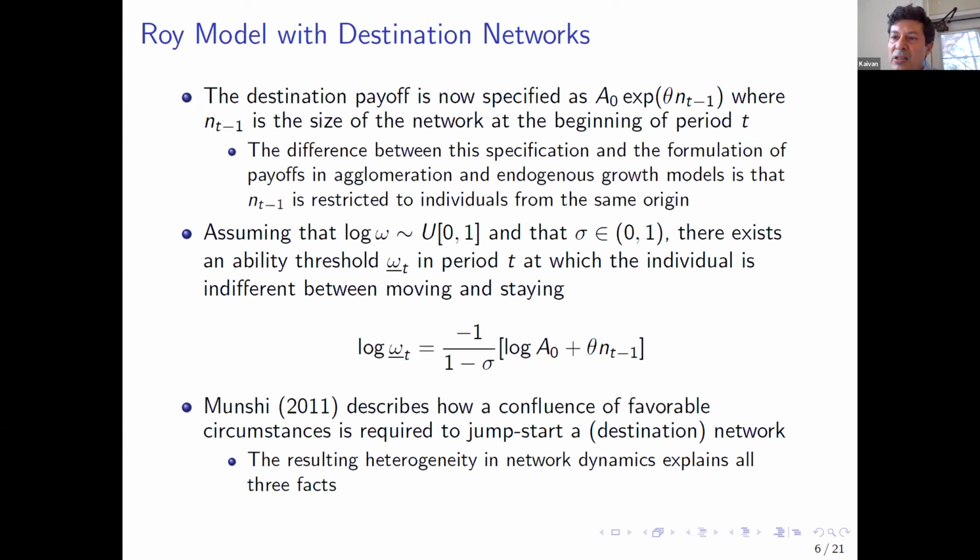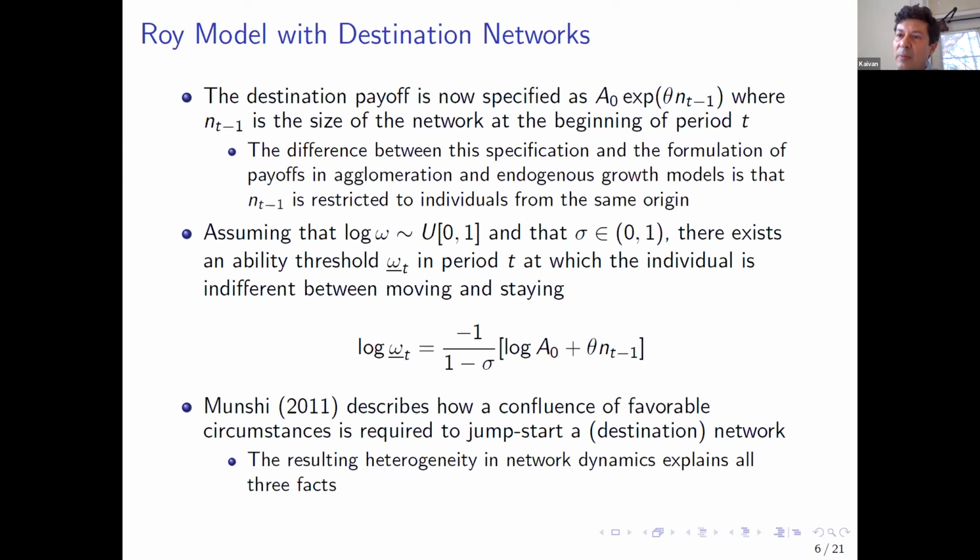And so what's happening here is that over time, as you have more and more entrants coming in and the network gets larger, the threshold keeps declining. So you have this negative selection over time, which is exactly what McKenzie and Rapoport document. Once you have people at a particular destination and n_t keeps increasing, you're going to have more and more people moving there because the threshold keeps declining. So we can explain 2 of the 3 stylized facts.